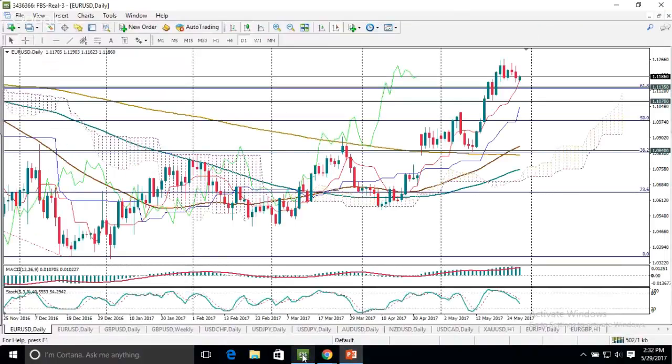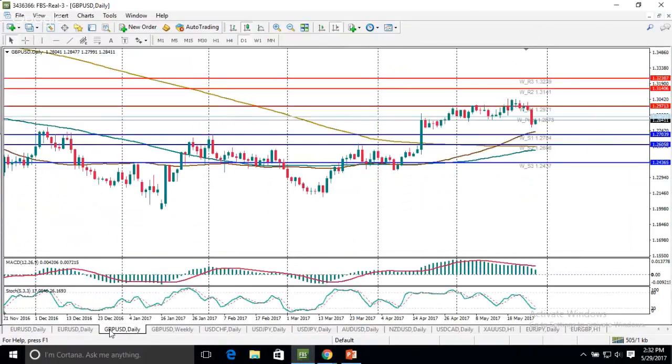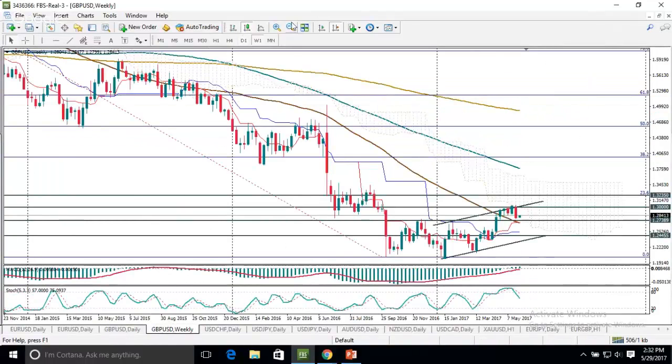Other currency pairs. Let's have a look at the British pound here. Probably the weekly chart is where to start. And last week we were talking about the weekly Ichimoku cloud. I told you that this cloud is rather heavy on the chart of the British pound to US dollar, and indeed this cloud did act as a resistance for the British pound.